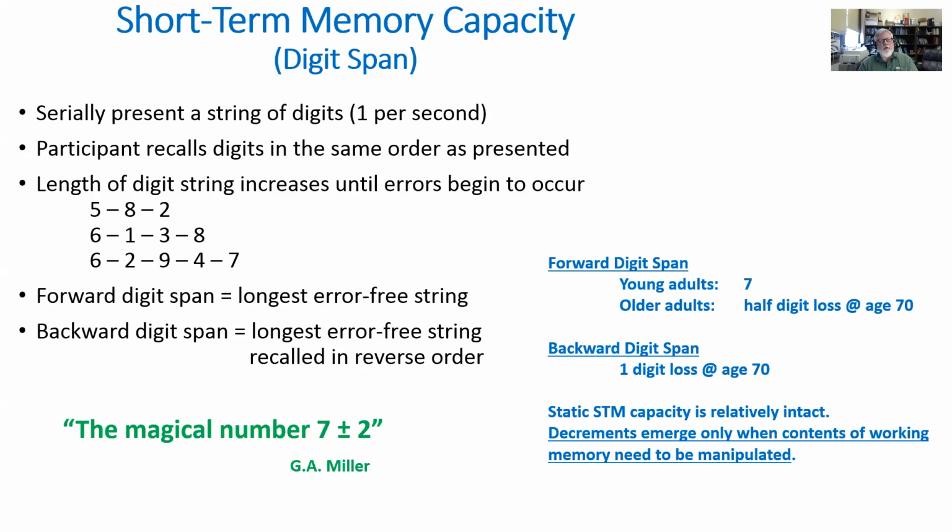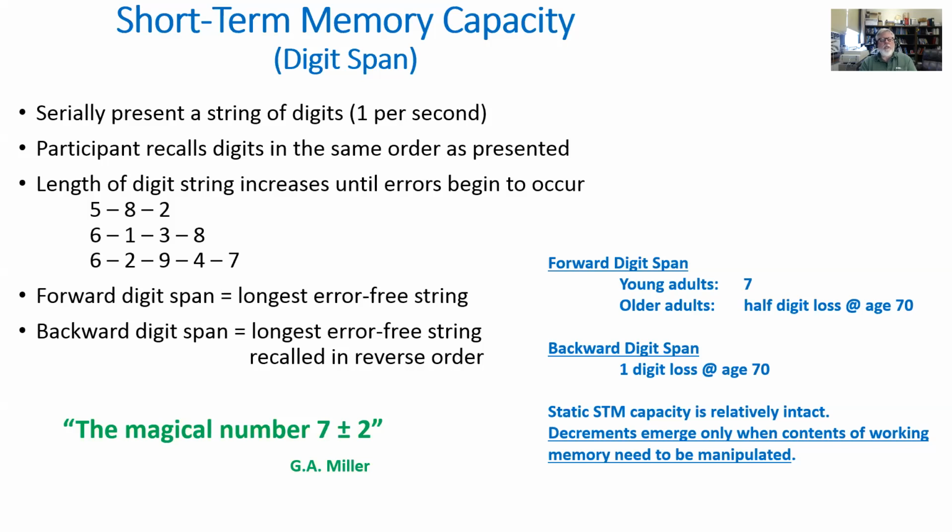Now, there's another little twist on the digit span that we can perform, called backward digit span. We give the digits in the same way, one at a time, and we make the strings longer and longer until they start to make errors. But now the subject's task is not to report the numbers in the same order in which they were presented, but to present them in the reverse order. That's why it's called the backward digit span.